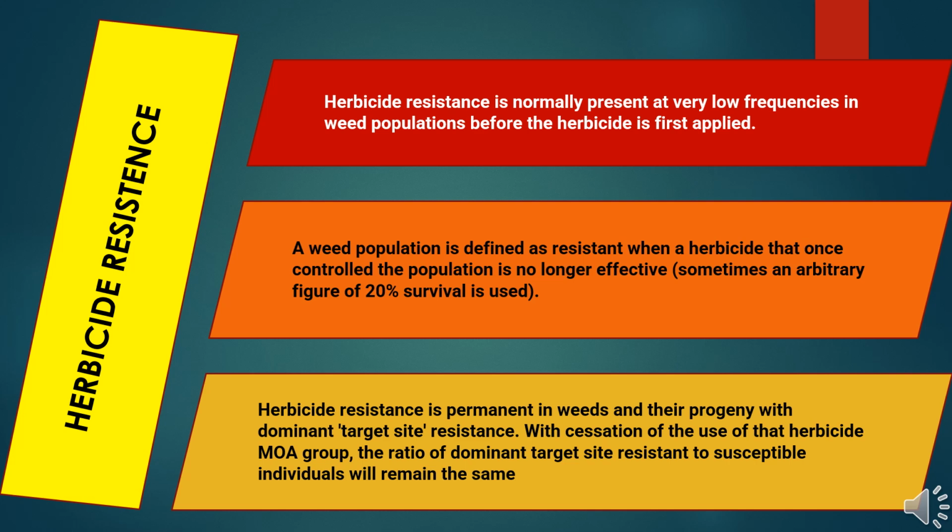The proportion of herbicide resistant individuals will rise due to selection pressure in situations where one herbicide mode of action group is applied repeatedly. Herbicide resistance is permanent in weeds and their progeny with dominant target site resistance. With cessation of the use of that herbicide mode of action group, the ratio of dominant target site resistant to susceptible individuals will remain the same, and only the total number of weeds present can be reduced. Weeds with this type of resistance do not exhibit a fitness penalty.